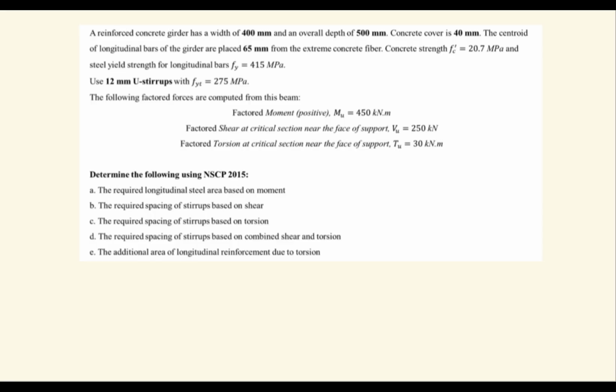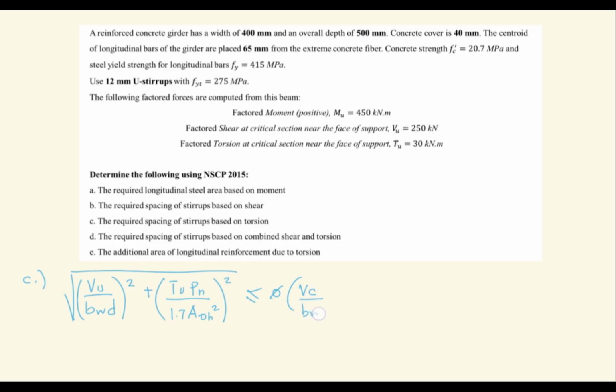So before any computation as to the spacing of stirrups based on torsion, we need to satisfy this relationship: that the square root of this quantity, VU divided by PWD squared, plus TU times P sub H divided by 1.7 A sub OH squared, shall be equal or less than this quantity, phi multiplied by VC divided by BWD plus 0.66 times the square root of FC prime.